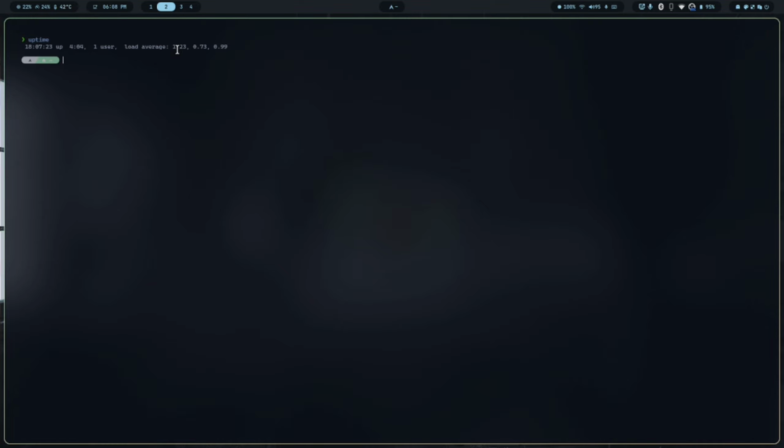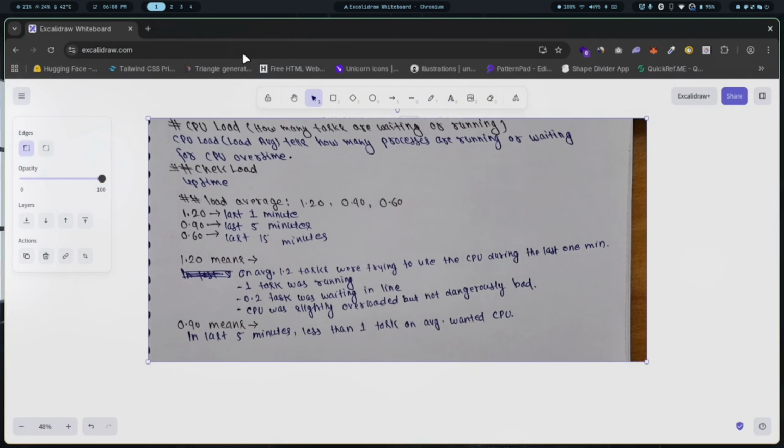The first value of the load average tells the average of the last 1 minute, and the second value tells the average of the last 5 minutes of the processes, and the third one tells the average of the last 15 minutes. And you can understand that's how we read the first value, second value, and the third value.